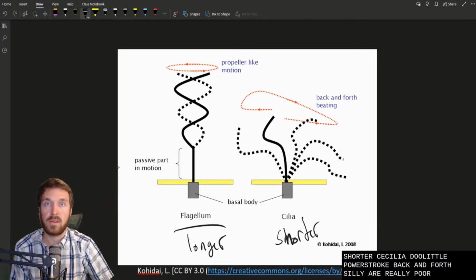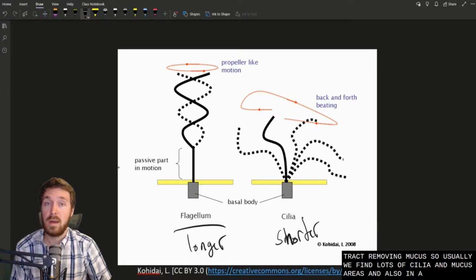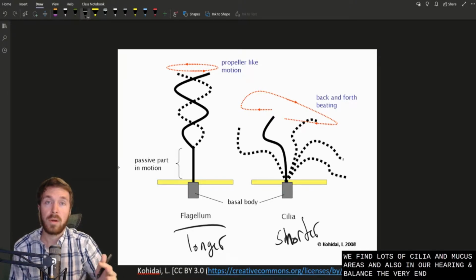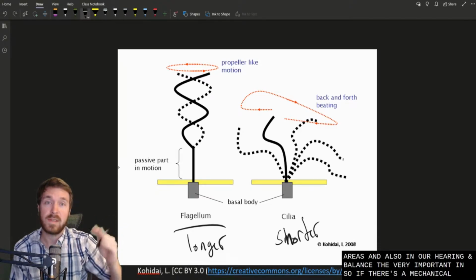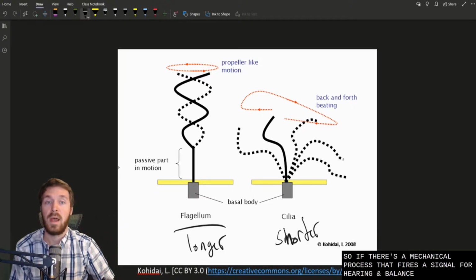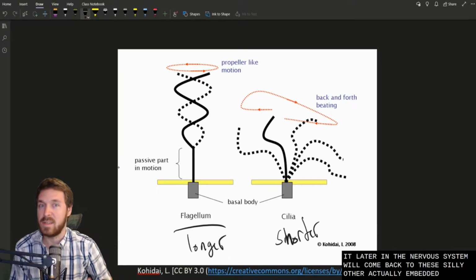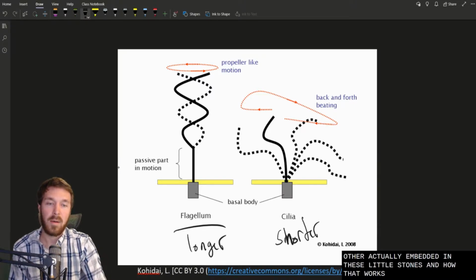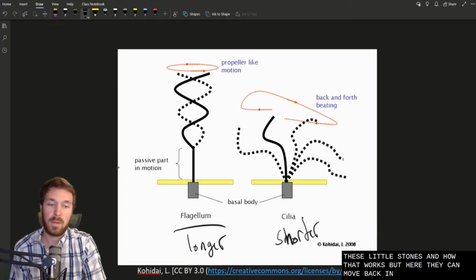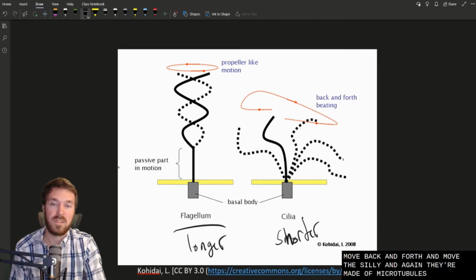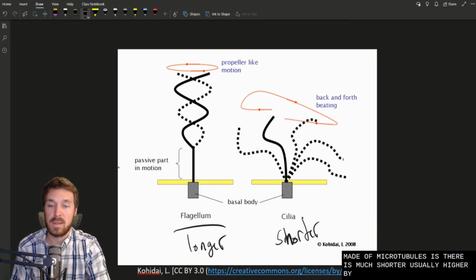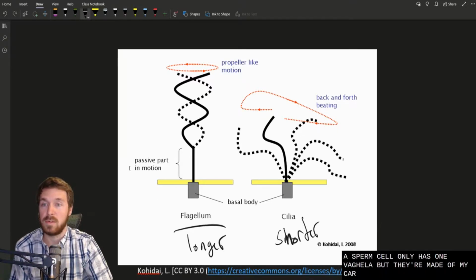Cilia are really important in us, especially in our respiratory tract, for moving mucus. So usually we find lots of cilia in mucus areas. And also in our hearing and balance, they're very important. There's a mechanical process that fires a signal for hearing and balance. When we talk about hearing and balance later in the nervous system, we'll come back to these cilia. They're actually embedded in these little stones, and it's really neat how that works. But here, they can move back and forth. Again, they're made of microtubules. Those are just much shorter and usually higher in abundance than the flagella. A sperm cell only has one flagellum, but they're made of microtubules, so really, really neat.